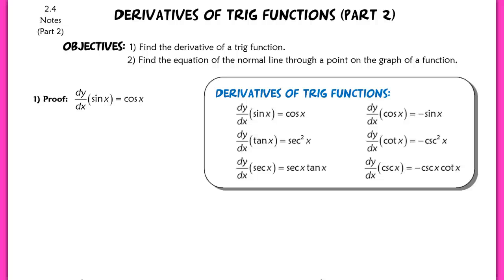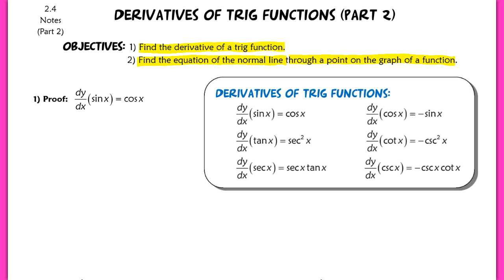Okie dokie artichokes, today's lesson is for section 2.4. This is part 2 of the derivatives of trig functions. So yesterday we worked on the limits of trig functions, and now today we are actually going to find the derivatives of trig functions. The other objective we're going to work on today is to find the equation of something called the normal line that's through a point on the graph of a function.